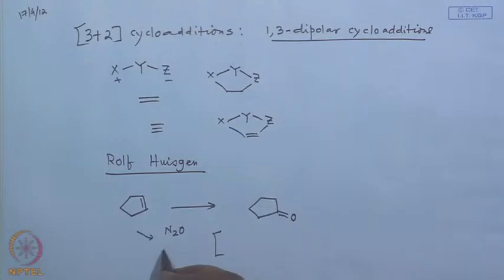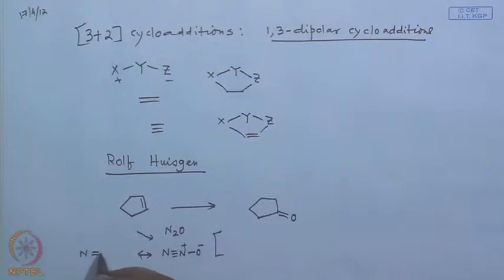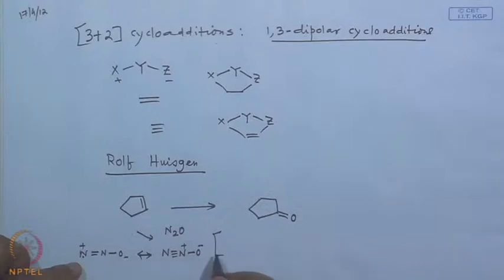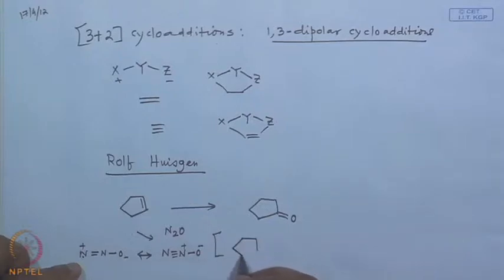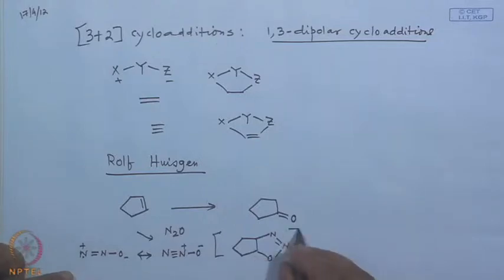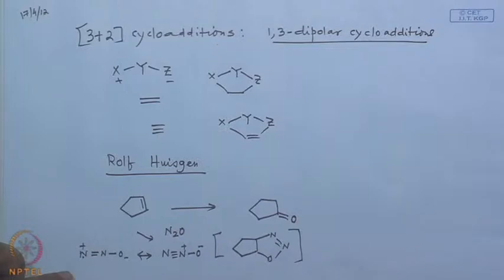If you write the structure of nitrous oxide, it would be a structure like this, and all of us know what the structure looks like. So the first and third atoms are charge separated, one is plus and the other is minus, so it is a 1,3 dipole, and that undergoes cycloaddition reactions. This is what we call a 3+2 cycloaddition reaction. And so what you will find is a pyrazole derivative.